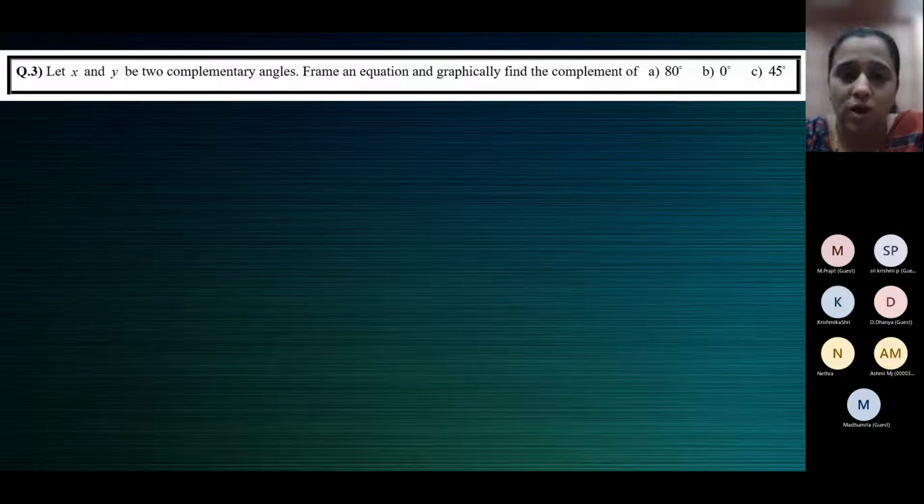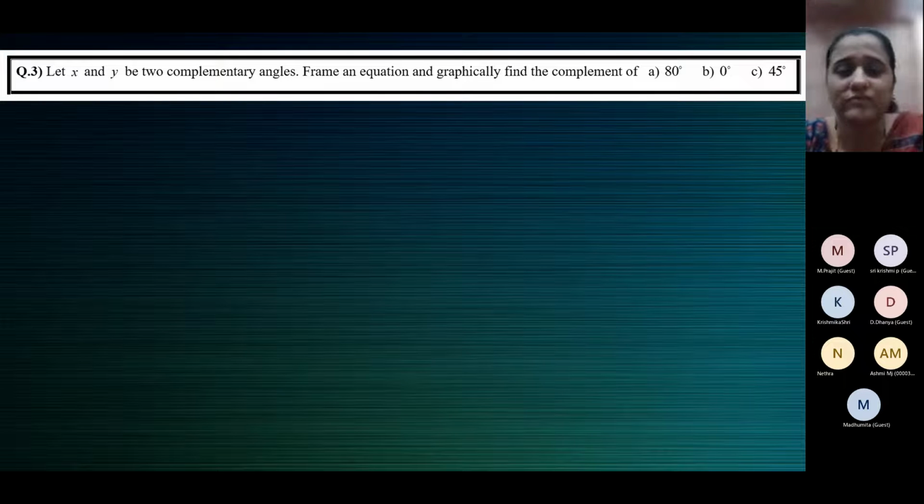2 angles are said to be complementary if their sum is 90 degrees. And 2 angles are said to be supplementary if their sum is 180 degrees. So here let X and Y be 2 complementary angles. That means X plus Y is 90 because they're complementary angles. That means the equation is X plus Y is equal to 90. One angle is X, the other angle is Y. And since they are complementary, their sum is 90 degrees. X plus Y is equal to 90.